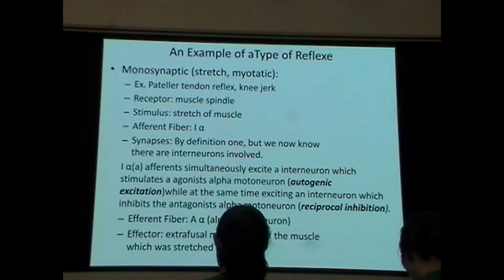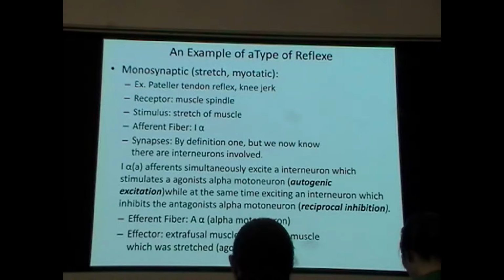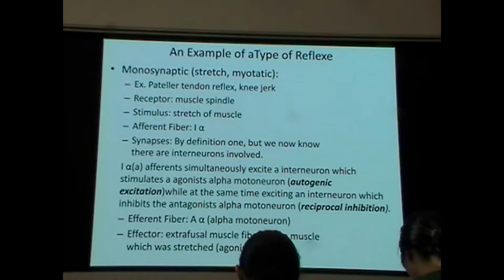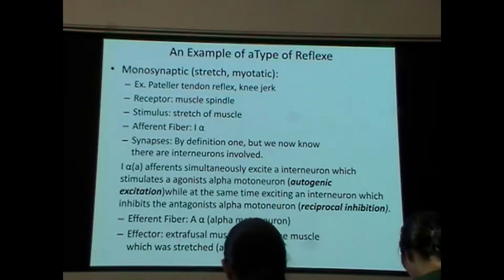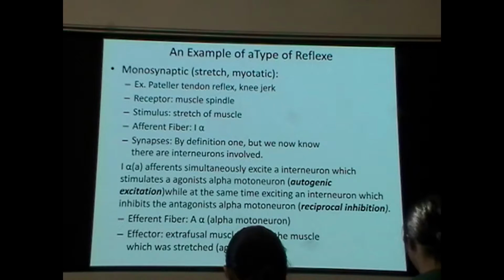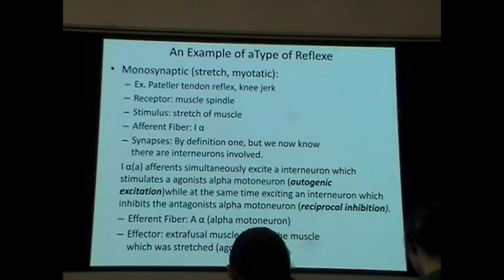So the 1A afferents simultaneously, we now know, excite an interneuron, which stimulates an agonist alpha motor neuron. In other words, the muscle that is being stretched is going to be excited, or the muscle spindle within the muscle being stretched is going to be excited by itself. So this is what we call monosynaptic excitation.